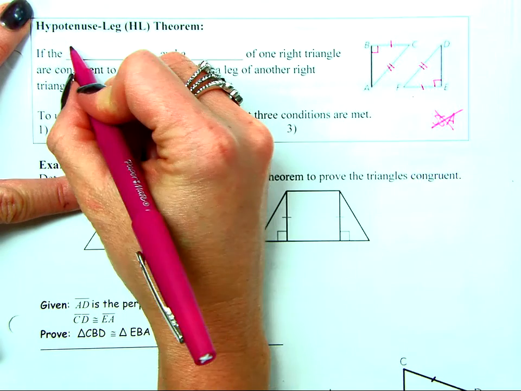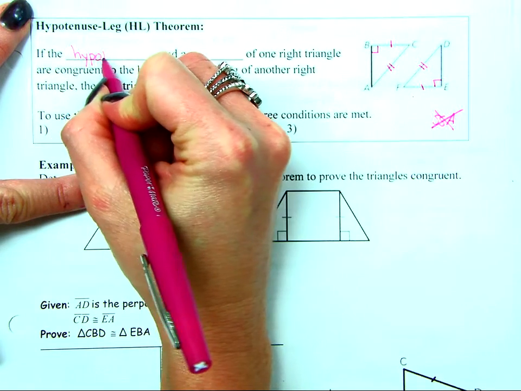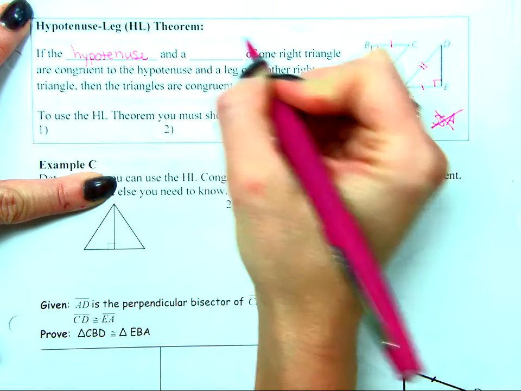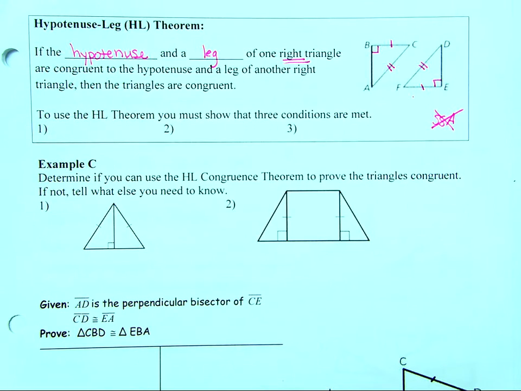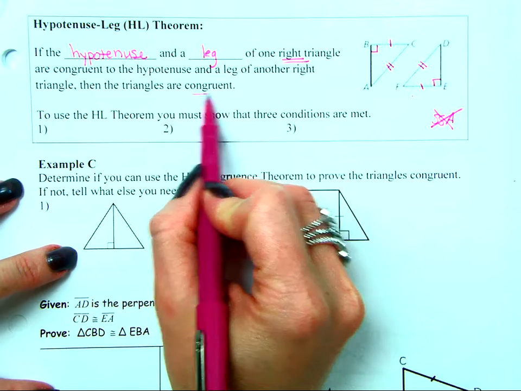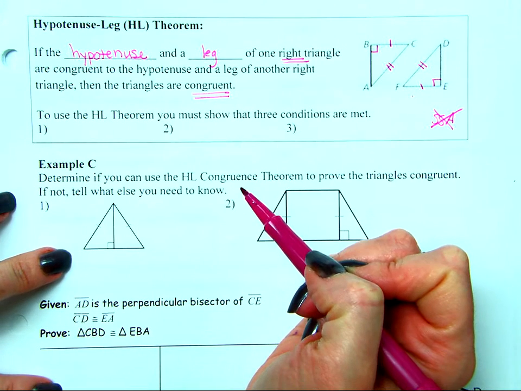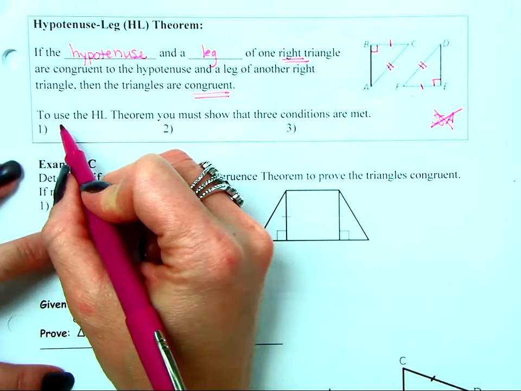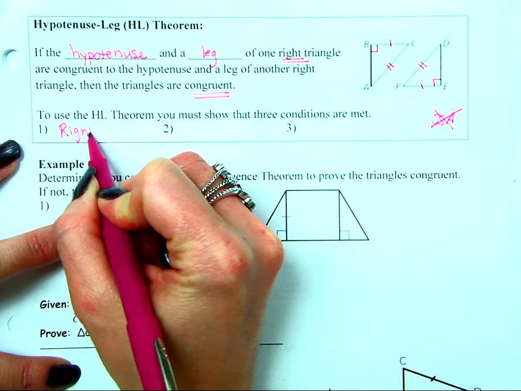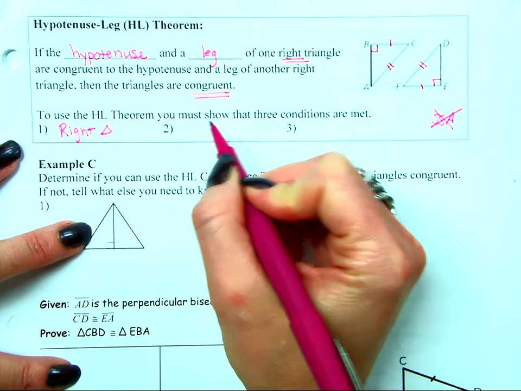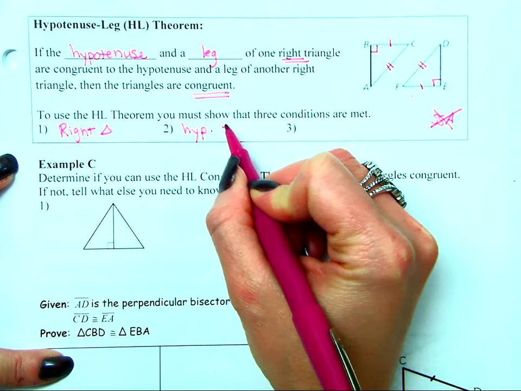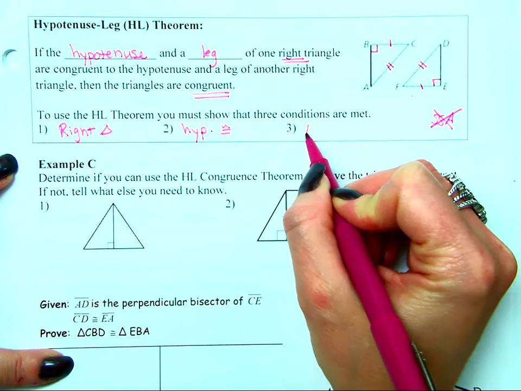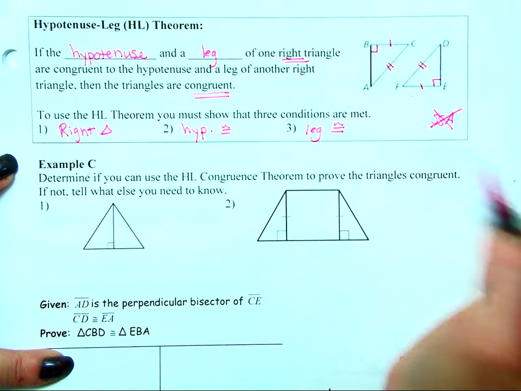The HL theorem says that if the hypotenuse and a leg of a right triangle are congruent to the hypotenuse and leg of another right triangle, then the triangles must be congruent. So in order to use the hypotenuse leg theorem, we need to make sure that we have, number one, a right triangle. Secondly, we need to know that the hypotenuse of each triangle are congruent and that one of the legs is congruent.